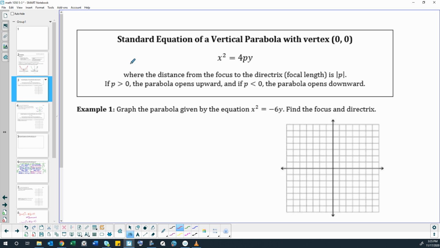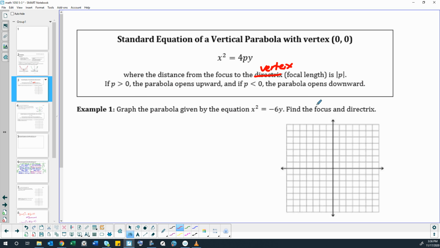Now there is one typo in here. Our standard equation, x squared equals 4 times p times y, is the standard equation of a vertical parabola with a vertex at 0, 0, and the distance from the focus to the vertex is called the focal length. That's a typo that I had on my page, and I've corrected it. So if you have an old one, it would have that same typo. If you have a new copy of the notes, it would be fixed.